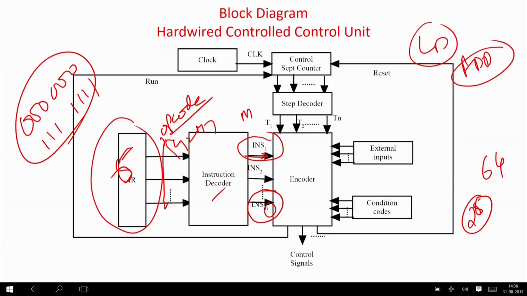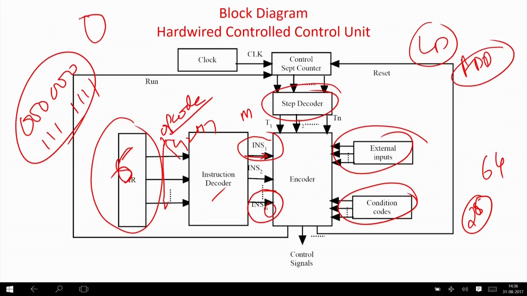That way it goes. External inputs are always similar, as I told you, they have nothing to change, that is your instructions or signals from your processor, memory, etc. Condition codes are the flag registers which will be given to the encoder, and this is a step decoder. Step decoder is nothing but T1, T2 up to Tn. So, T1, T2, Tn are basically the steps. For example, if you are at state 0, T1 will be high.